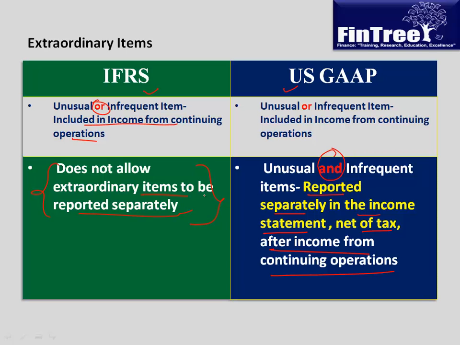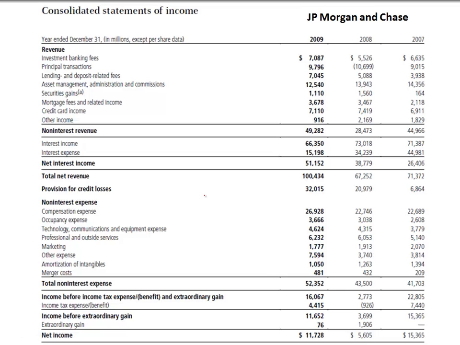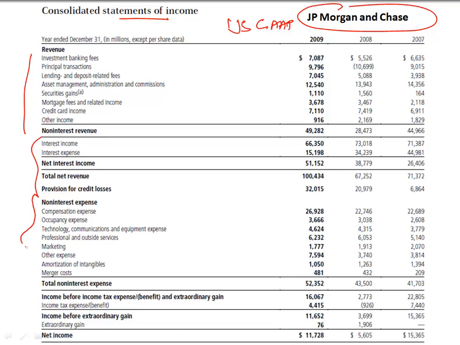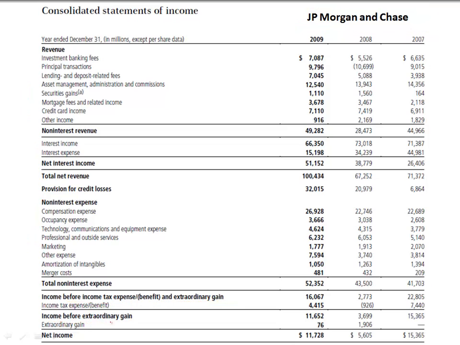We can look at a practical example to internalize this concept. Let's look at the consolidated income statement of JP Morgan & Chase, which actually uses the US GAAP. Now, this is revenue from different sources. These are different costs, non-interest expenses, income before income tax and extraordinary gain. This is income before extraordinary gain, and look at this item carefully. It is an extraordinary item net of tax, a smaller amount. However, it has been shown separately after the income from continuing operations. So let us move further.